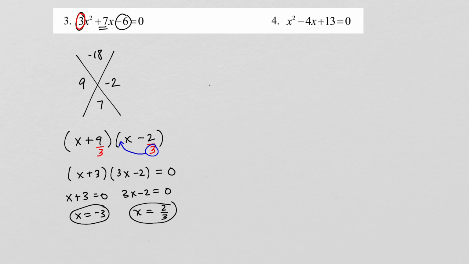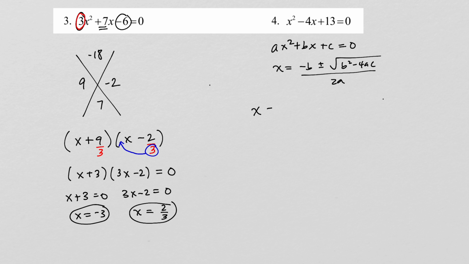In the next problem, you can try factoring, but this actually does not factor. So if you want to take a minute to try to factor it, to convince yourself that it doesn't factor, go ahead and do that. Because it doesn't factor, what I'm going to do is use the quadratic formula. The quadratic formula says that if you have ax squared plus bx plus c equals 0, then x is going to be negative b plus or minus the square root of b squared minus 4ac, all divided by 2a.